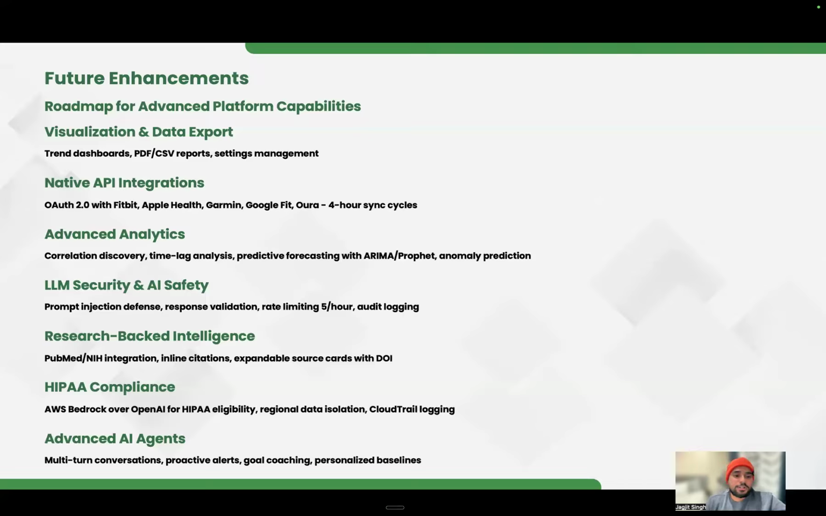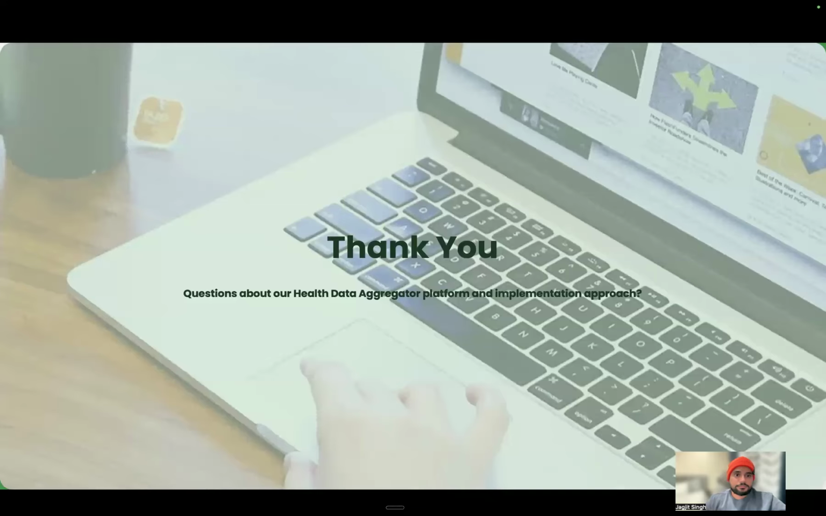In order to be HIPAA compliant, we can use AWS Bedrock over OpenAI, because this is a healthcare app. They need to be HIPAA compliant. What this will help is that the user data will never be used to train the models. And then we can use some advanced AI agents for multi-turn conversations.